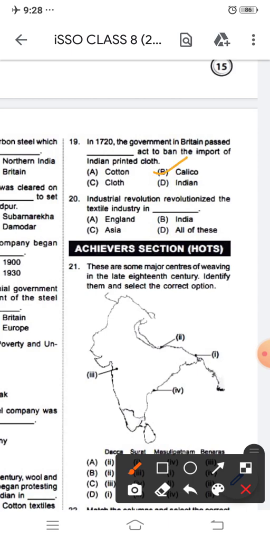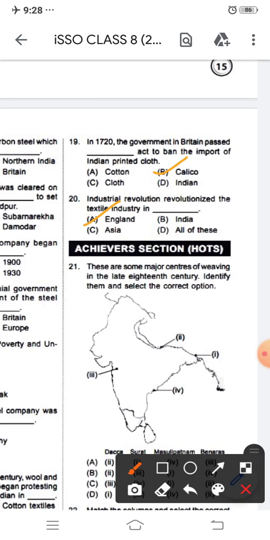Option B. Next, the Industrial Revolution revolutionized the textile industry in ___. Options: England, India, Asia, all of these. The correct answer from this is England. Next, Achievers section, HOTS.